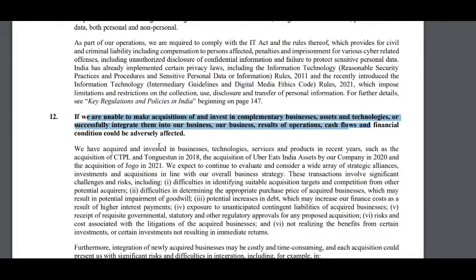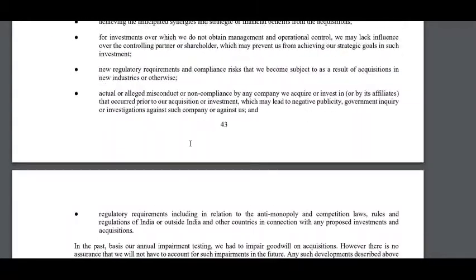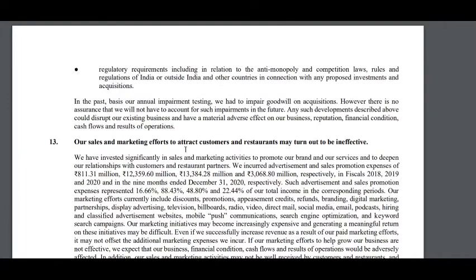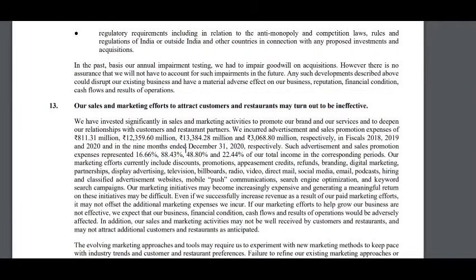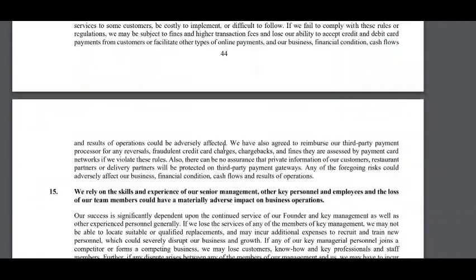So what they are saying is that if the acquisitions we make, they are not able to successfully integrate. For example, they partner with some agriculture company or some other third party vendors, and they are not able to integrate or include them in the business, then it will be difficult for the company. So these are certain risks which are stated here.